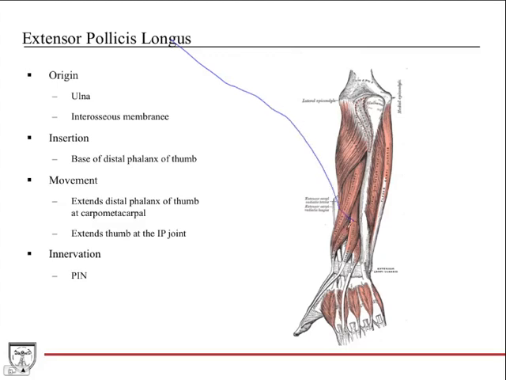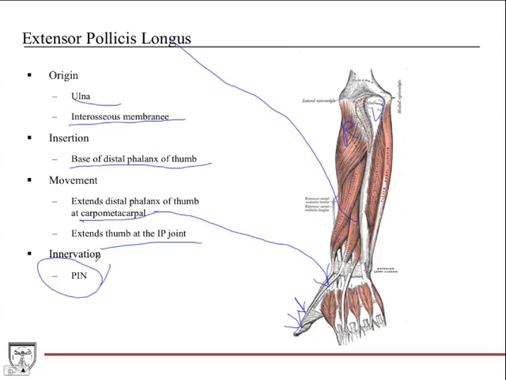So the Extensor Pollicis Longus is shown here. And then the Extensor Pollicis Brevis is here. And this is one of two muscles that extend the thumb. And as you can see here, here's the ulna here, the radius here. This muscle is coming out from the ulna and then the interosseous membrane, and then it inserts onto the base of the distal phalanx. So you can follow the tendon right here in the diagram. Here's the distal phalanx here. Here would be the proximal phalanx here. So as you can see, it's crossing the interphalangeal joint. It's also crossing the MCP joint of the thumb and the carpometacarpal joint. So it crosses all the joints of the thumb. And because it crosses all these joints, it extends the distal phalanx of the thumb, but it also extends at this joint, and then it extends at the IP joint as well of the thumb. And then the innervation would be PIN.